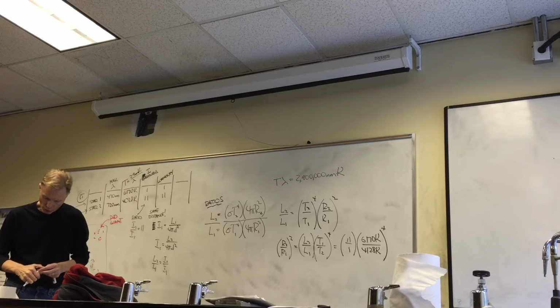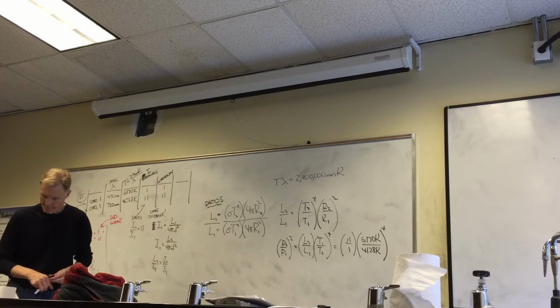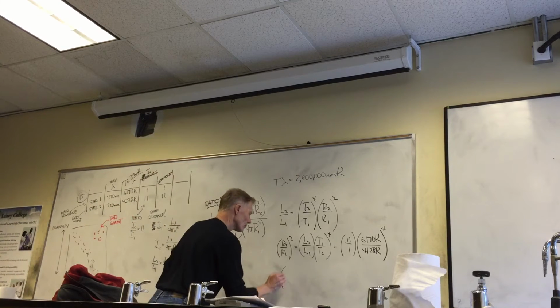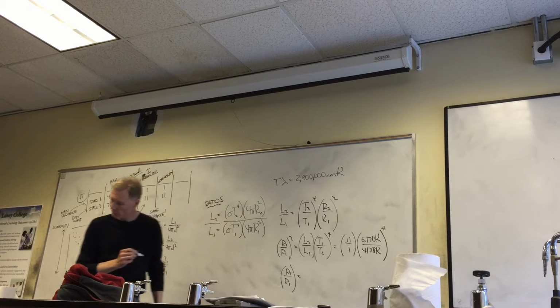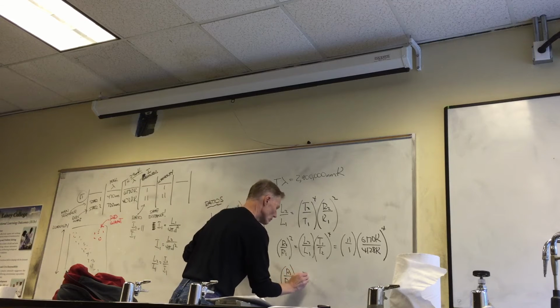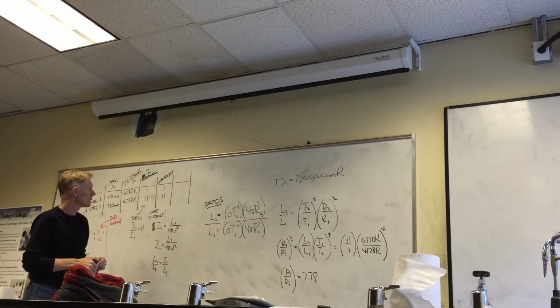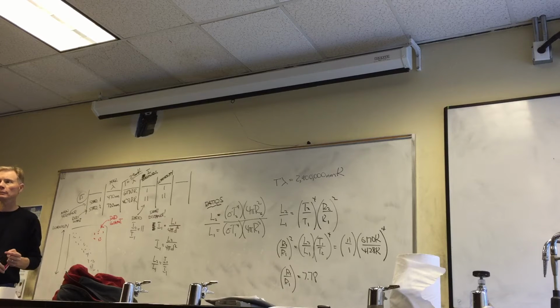So R2 over R1, I ended up with a factor of 7.78. So about a factor of 8, but 7.78 in particular. That's the ratio of ratios. What's the ratio of diameters? Same thing, right?